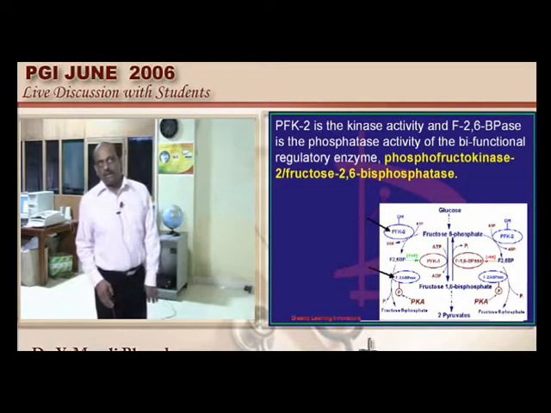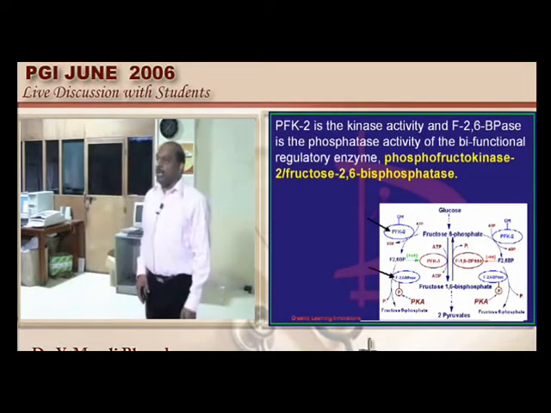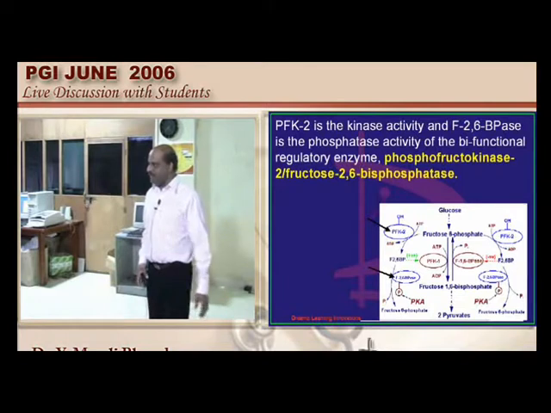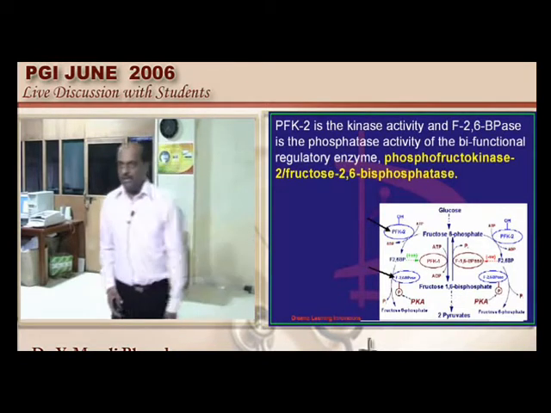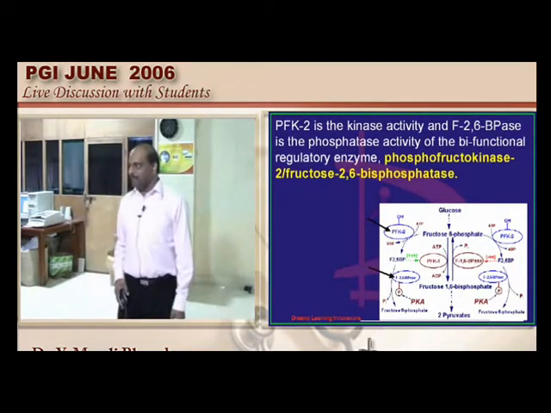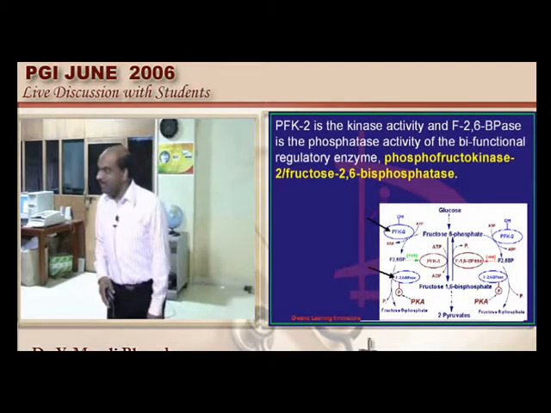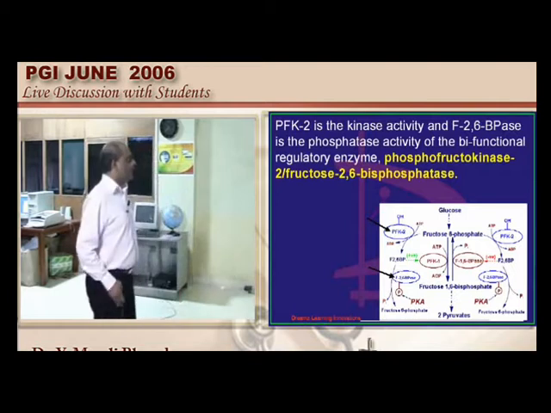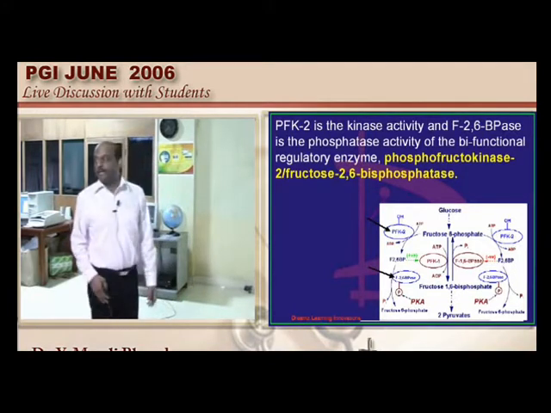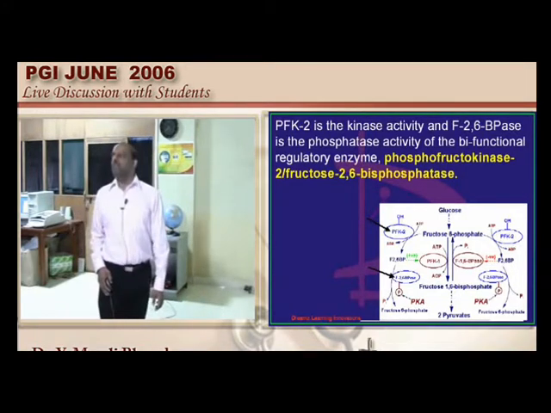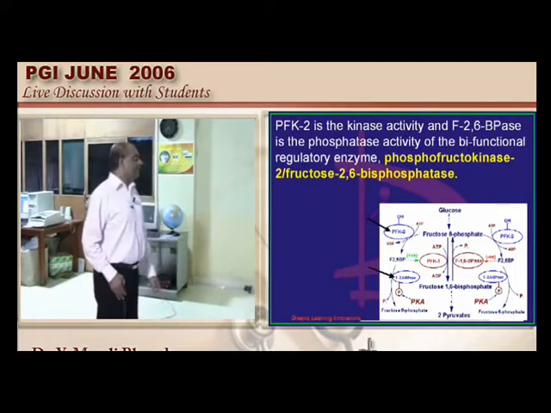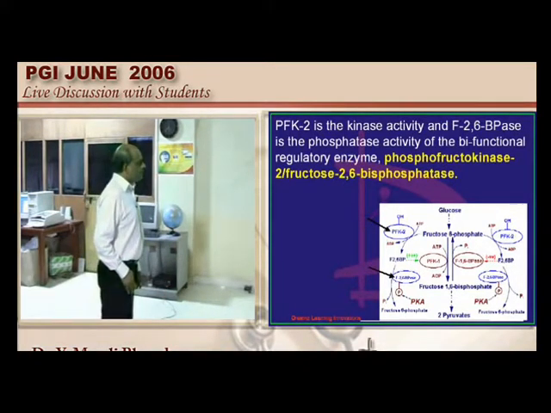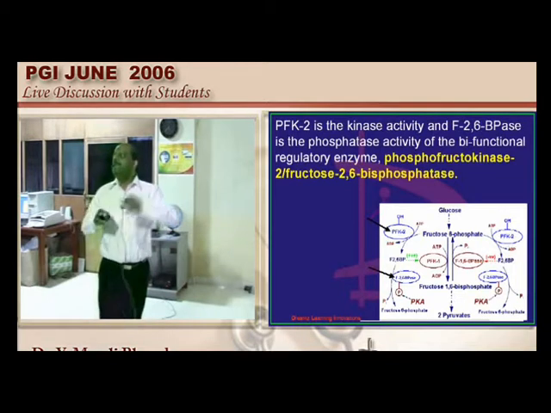Now, what is the effect of glucagon? Glucagon increases the glucose level, right, in the plasma. That means it should stimulate the gluconeogenesis. That means it should cause more amount or less amount of fructose 2,6 biphosphate? It should cause less amount of fructose 2,6 biphosphate. So for that, what does it require? It requires stimulating the fructose 2,6 biphosphatase.